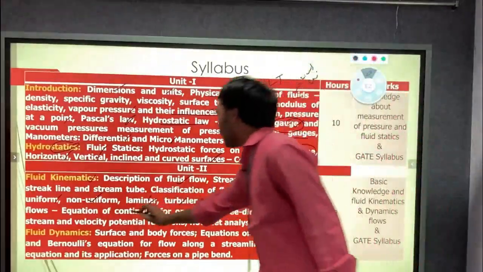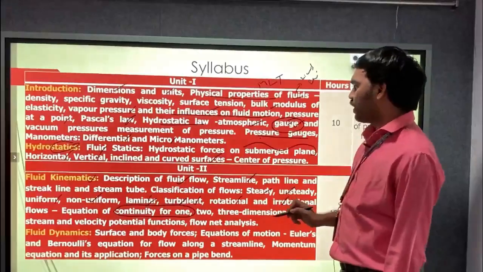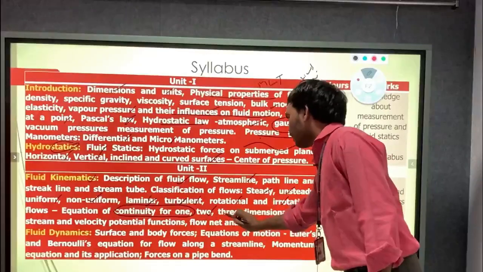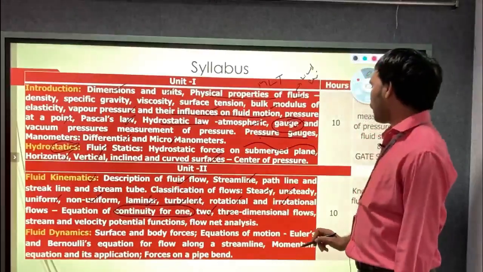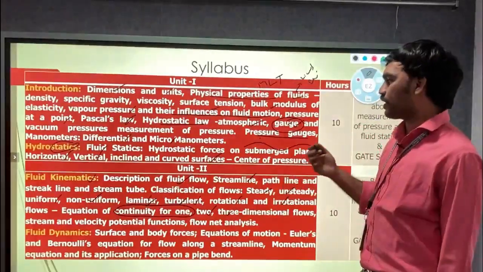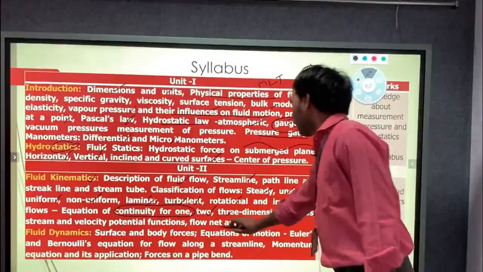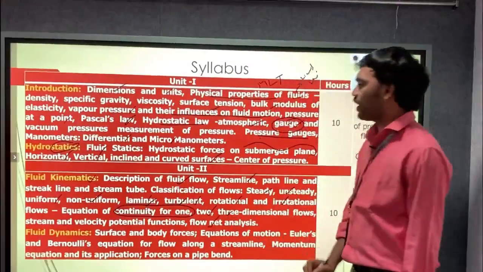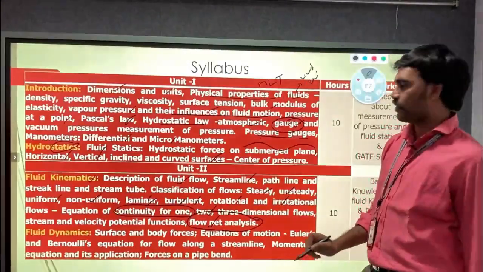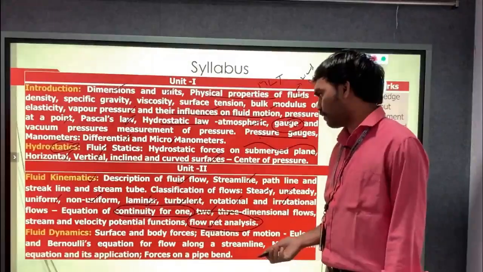After that, we will derive a very important equation in fluid mechanics, that is the continuity equation. We will derive the continuity equation, and after that we will derive the equation for one, two and three dimensional flows. Later we will try to understand what the stream function and velocity potential function are, and how we will use them in flow net analysis. This is a very important concept which will be useful in geotechnical engineering, to understand seepage flows or the design of structures.